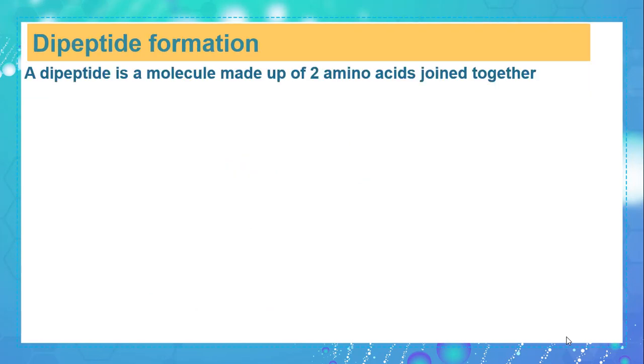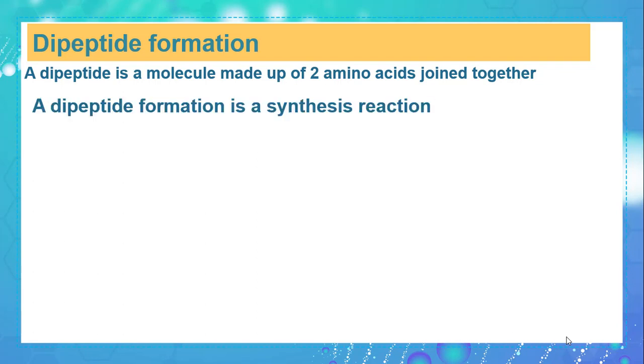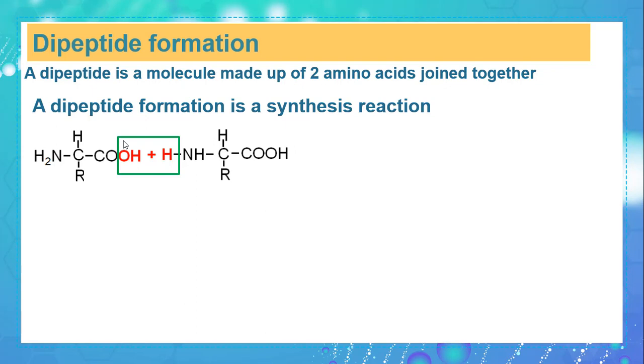Now we'll discuss dipeptide formation. First of all, let's define a dipeptide. A dipeptide is a molecule made up of two amino acids joined together. Dipeptide formation is a synthesis reaction. The reaction between two amino acids occurs between the hydroxyl group of the first amino acid and the hydrogen atom of the amino group of the second amino acid.